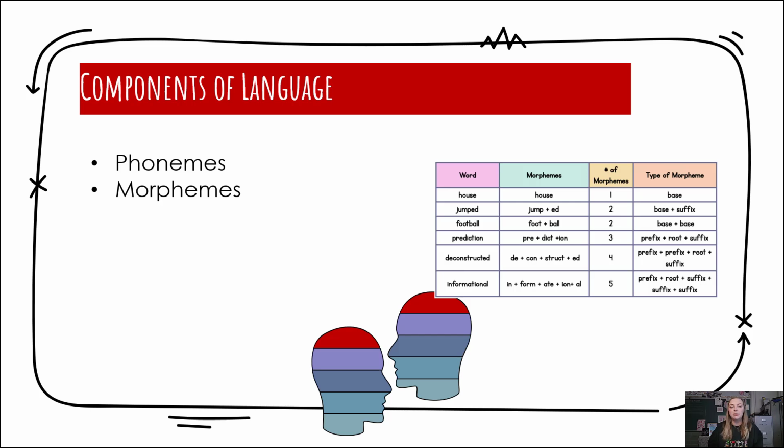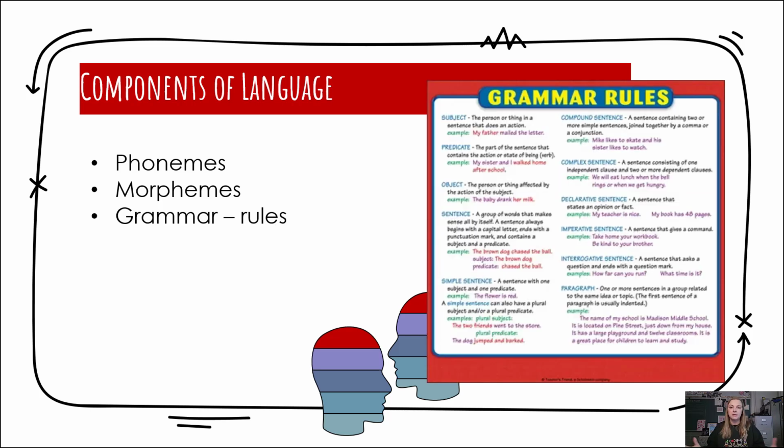The next component of language you should know about is grammar. Grammar is the set of rules that govern language. Oftentimes when we're thinking about grammar in school, we're thinking about punctuation. But grammar really is how we put everything together, how we make our language make sense, how we put things in order in our sentences. So in the English language, we put our subject first, and then we put the verb after that. But in other languages, sometimes that verb comes first.